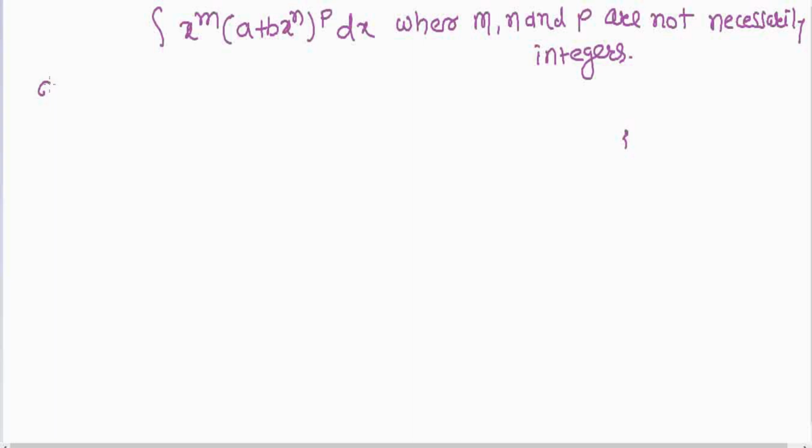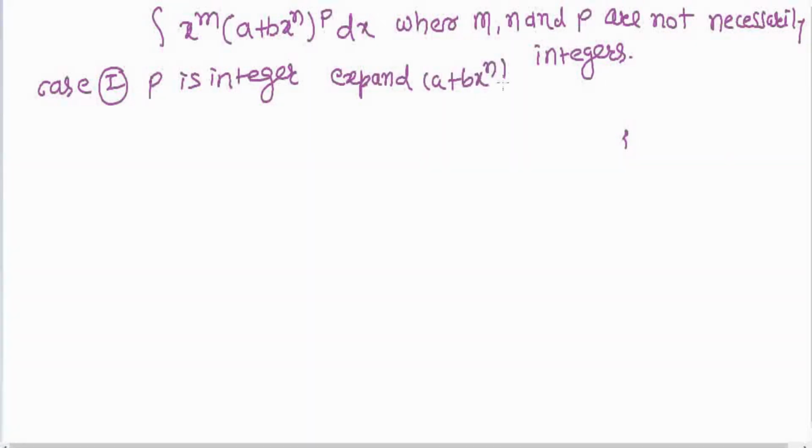Consider the first case. In this case, suppose p is an integer. If p is an integer, then expand a plus b x raised to n whole raised to p by binomial theorem. Then multiply this expanded term by x raised to m and integrate term by term. So this is the very first case, when p is an integer.